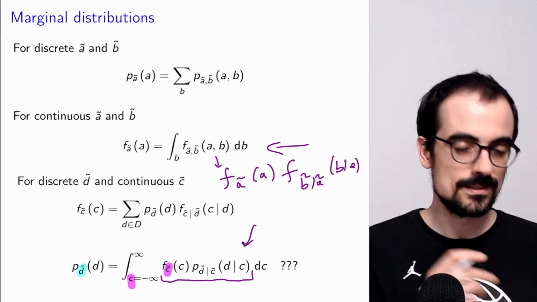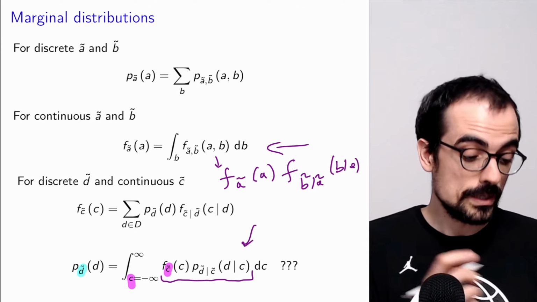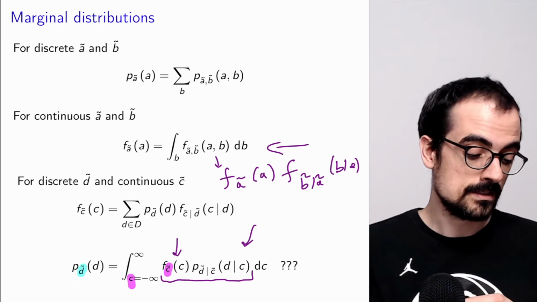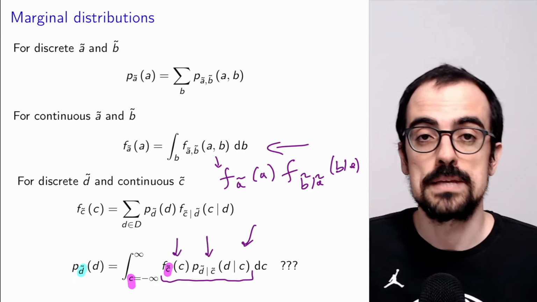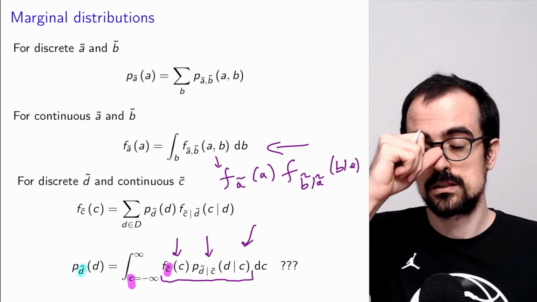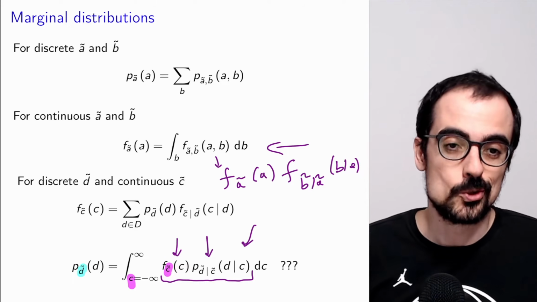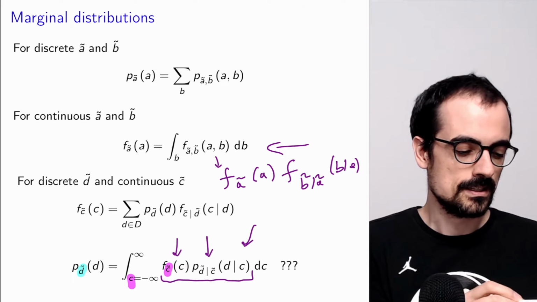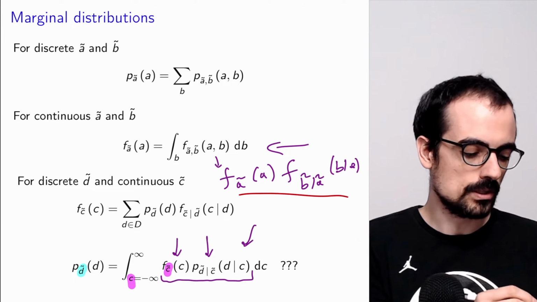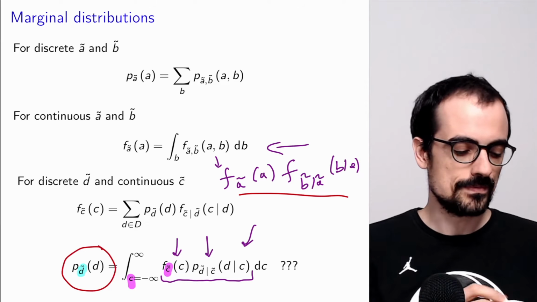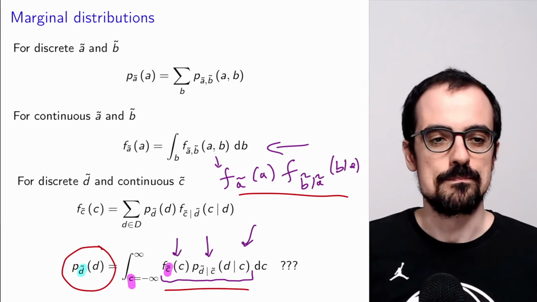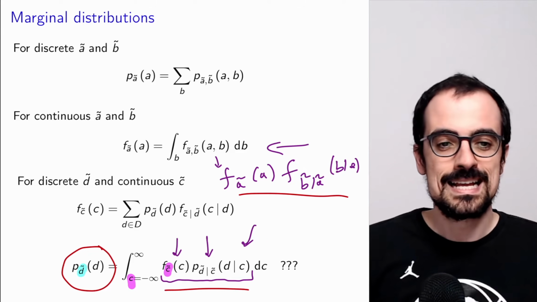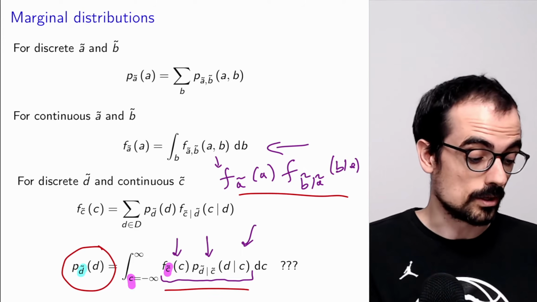Here we don't have a joint PDF, but we do have a marginal PDF of C, and we do have a discrete PMF of D given C, which we just defined. So by analogy with this, it sounds reasonable to compute the marginal of D by integrating this expression over C. So that's the intuition, how we arrive at this possible formula. Now we're going to show that actually this works.